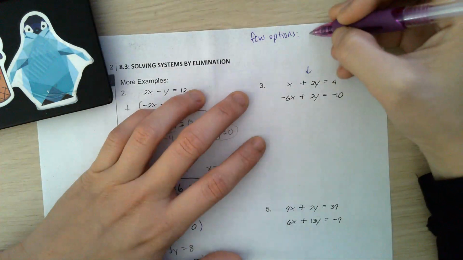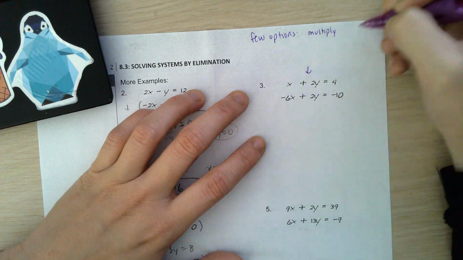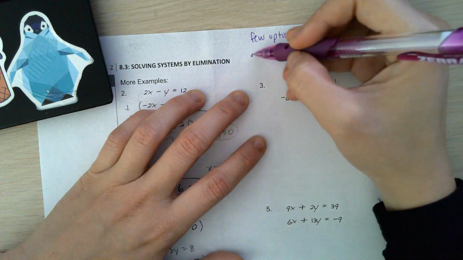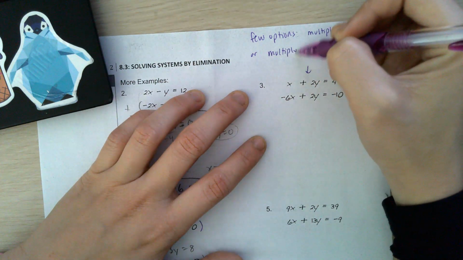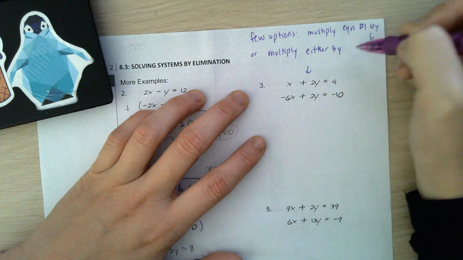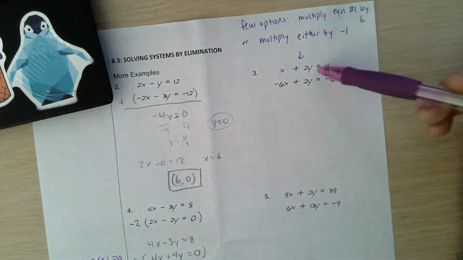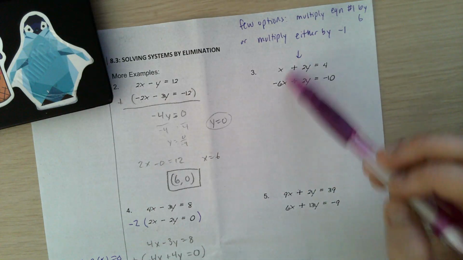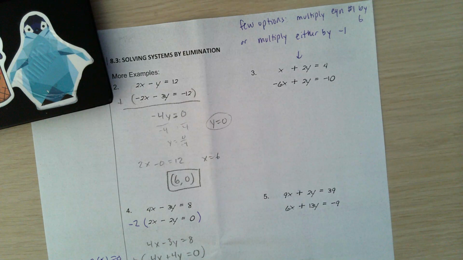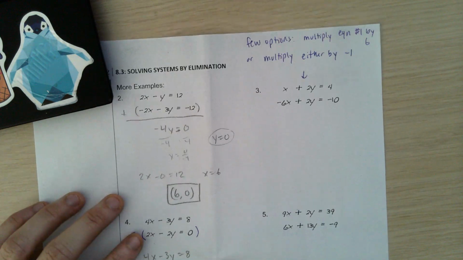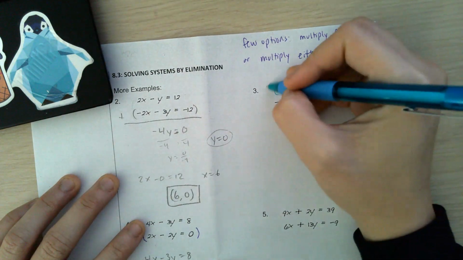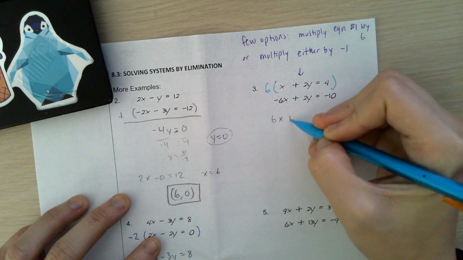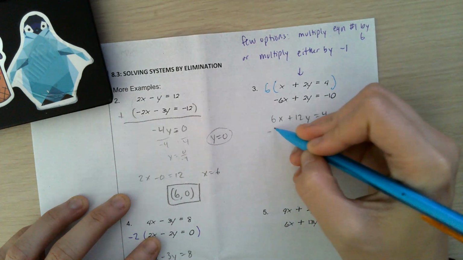So you can either multiply equation 1 by 6, or you can multiply either by negative 1, right? So if I multiplied this top one by 6, then the x's would cancel. If I multiplied either of them by negative 1, then the y's would cancel. So I'm going to do the 6 because for me, my brain likes that better. So if I multiply this by 6, then I get 6x plus 12y equals 4. And then this one, I'm going to keep the same.